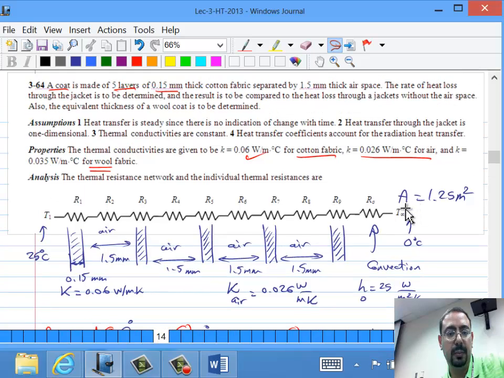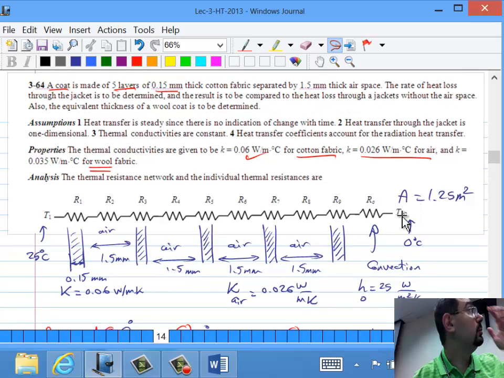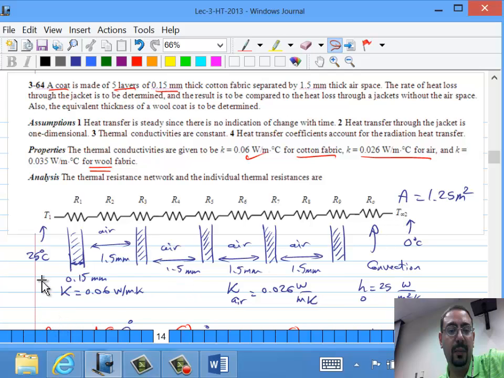So this is a coat, all right? The coat is made from layers of material and air, material and air, material and air, because air does a good job insulating, reducing the heat transfer. Eventually there is the air outside at 0, and there's convection between the coat's outer surface and the air, and here is you, sitting at 25 degrees.